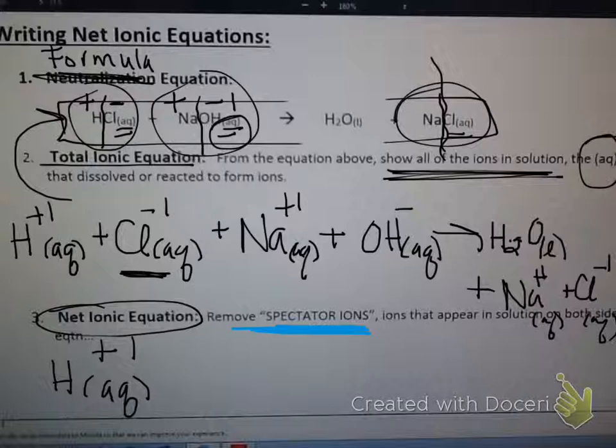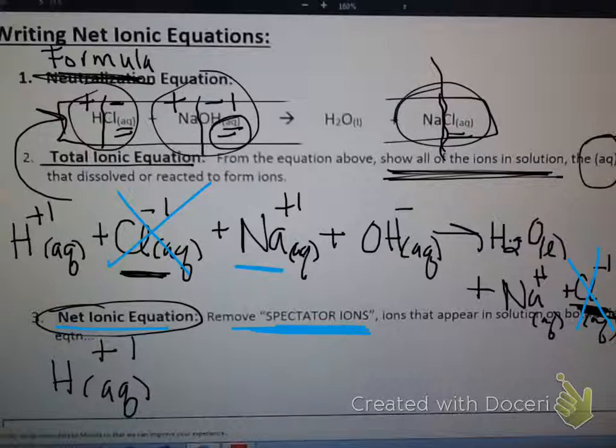Here's chloride on the left-hand side of the total ionic. Is it on the right-hand side? Yeah, chloride's on both sides of this equation. It has not changed. We call chloride a spectator ion. What we're going to do is cross it out. It's on the left and it's on the right, so we're going to cancel that out. Spectator ions are not part of the reaction, so they will not be included in our net ionic equation. Okay, let's go to the next one.